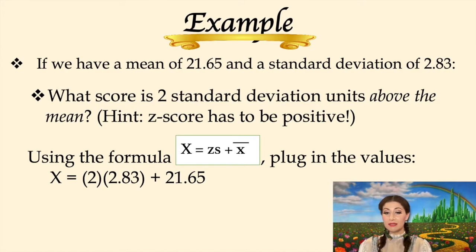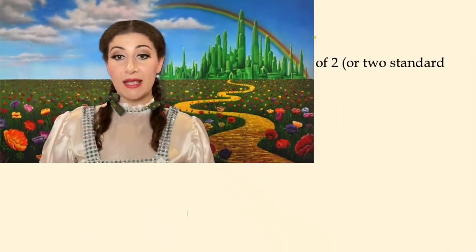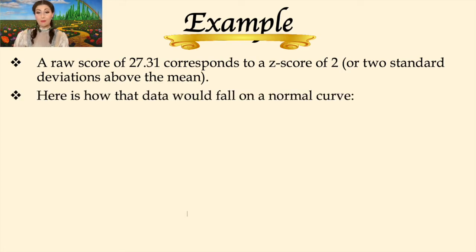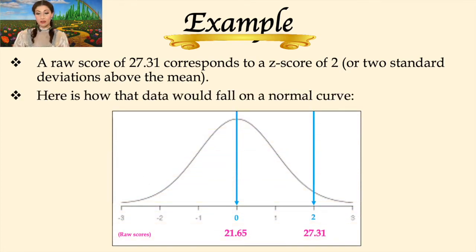And we're going to multiply that by the standard deviation of 2.83 that was given to us and add it to the mean of 21.65, which was also given to us in our question above. Once we calculate that, we are left with 27.31. A raw score of 27.31 corresponds to a z-score of positive 2, or 2 standard deviation units above the mean. Here's how that data would look on a normal curve.